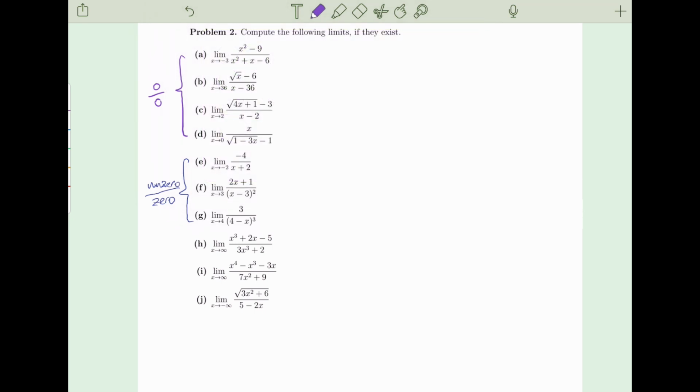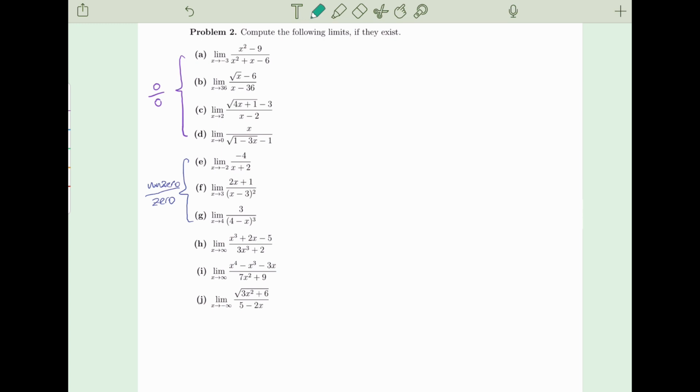For this type of limit, when you plug in, you always have non-zero from the top. For example, this one is negative 4, right? Non-zero. And this one, when you plug in 3, you have 6 plus 1, which is 7, not 0. This one is apparently not 0. But in the bottom, you always have 0. So for example, this one, negative 2 plus 2 is 0. 3 minus 3 squared is 0. Then there's 4, plug in 4, right? 4 minus 4 is 0. So this is called the non-zero over 0 type. We only have 3 possibilities: positive infinity, negative infinity, and does not exist.